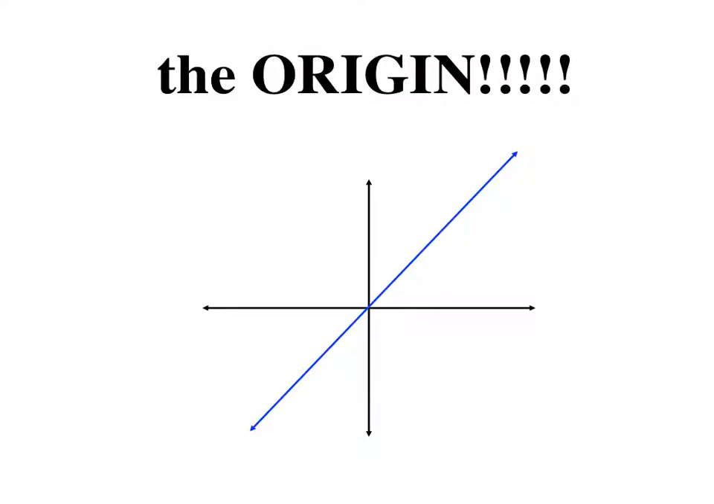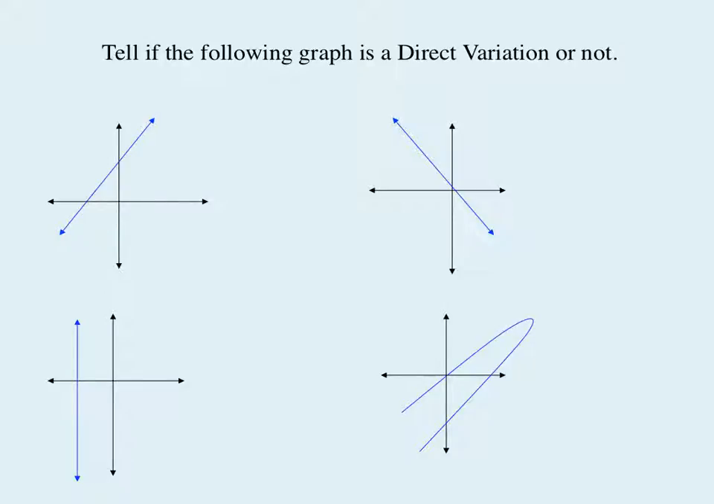So hopefully you figured that out. Go ahead and write it in. And we're going to take a look at a couple graphs so that you can just identify if it's direct variation or not. So direct variation has to be a straight line, has to go through the origin.